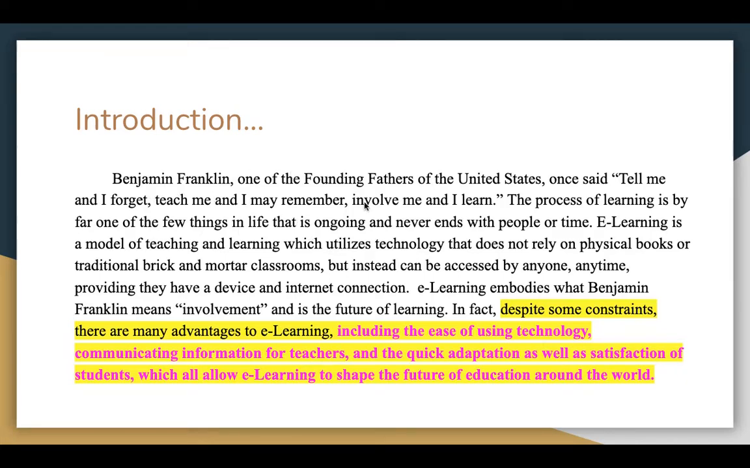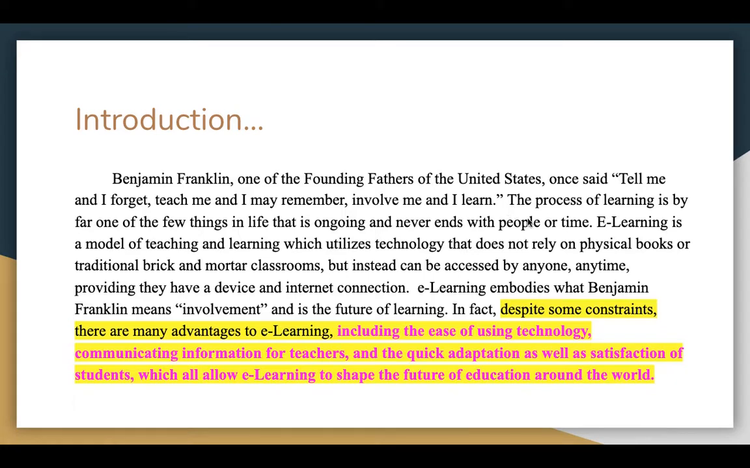Benjamin Franklin, one of the founding fathers of the United States, once said, "Tell me and I forget, teach me and I may remember, involve me and I learn." Now what he's done here is he's given the person of the quote, but he's explained who they are. So Benjamin Franklin is one of the founding fathers of the US, and then we've got the quote there.